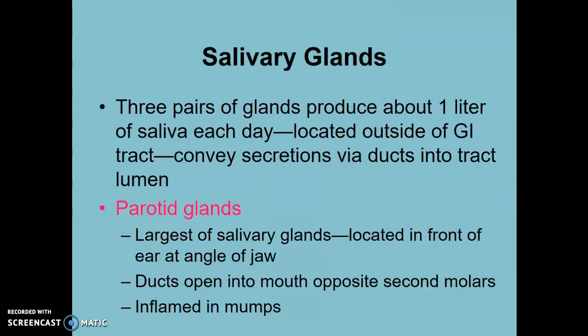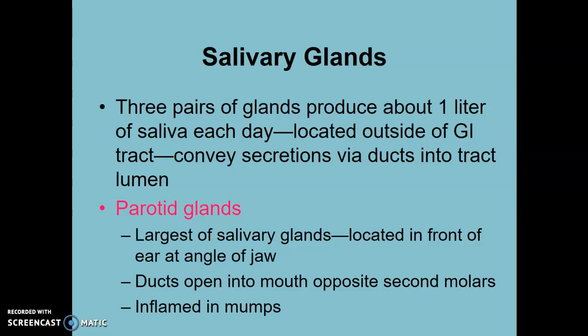Salivary glands. Okay, moving on to a different organ. We have 3 pairs, which means 6 glands, and they make about 1 liter of saliva a day. So think about one of those big liter containers of soda and think about filling it with saliva. Creepy. Delicious, right? If we want to joke about it. The salivary glands are located outside of the GI tract, even though the secretions tend to go into the digestive tract or GI tract.